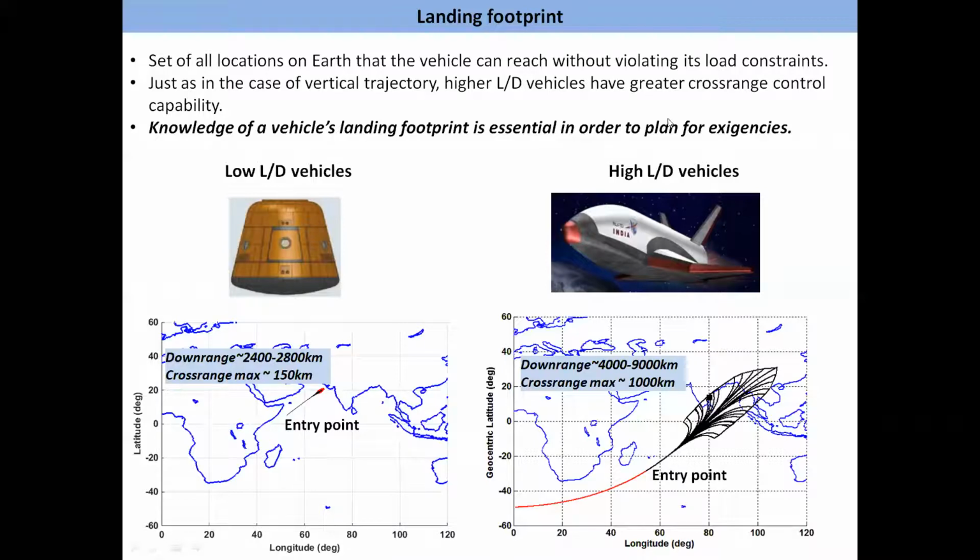Also, knowledge of a vehicle's landing footprint at every instant is essential in order to plan for exigencies. For example, if you have a manned mission and because of some emergency, you are supposed to deboost and come down soon, you need to be able to know where all you can land, what are the feasible areas where you can land, so that you can plan appropriately. So this determination of the landing footprint is also a part of the trajectory design problem. It is also tackled in similar ways as you would design a single nominal trajectory to a particular point.